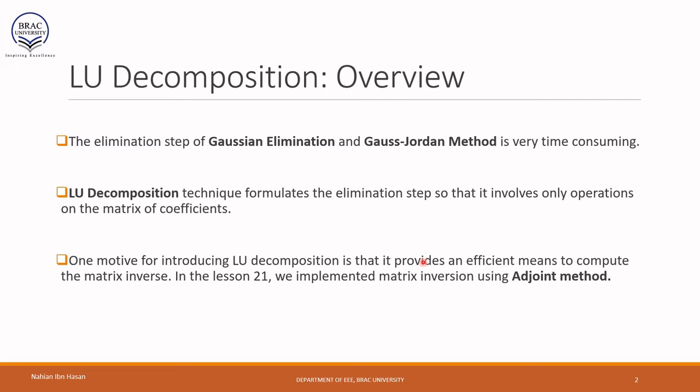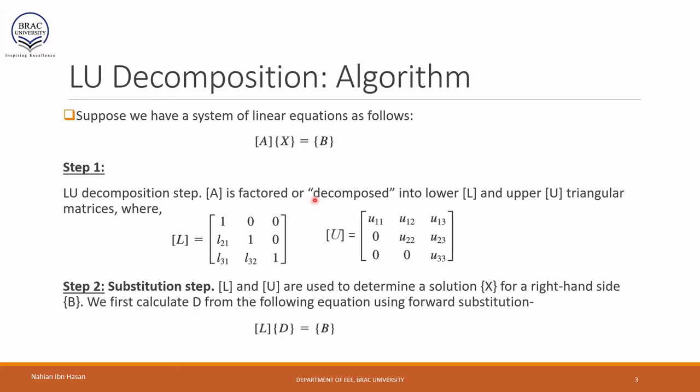Also, another application of LU decomposition is that it can be easily implemented to find the inverse of a matrix. Previously, we used the adjoint method to find the matrix inversion in the last lesson, lesson 21. But in this lesson, we will see that LU decomposition is far more efficient than the adjoint method to find the matrix inversion. So let's find out what the algorithm of LU decomposition is.